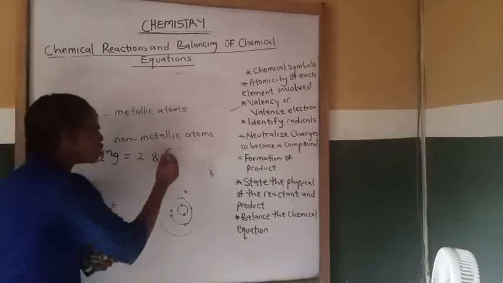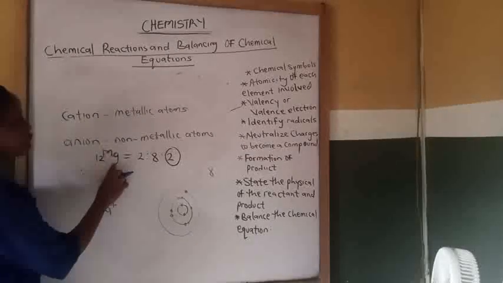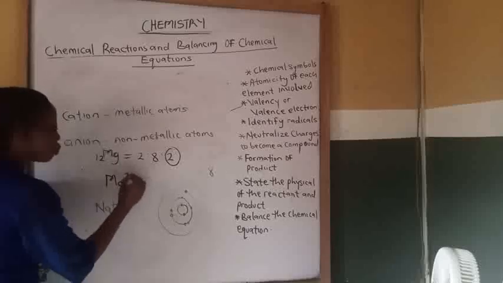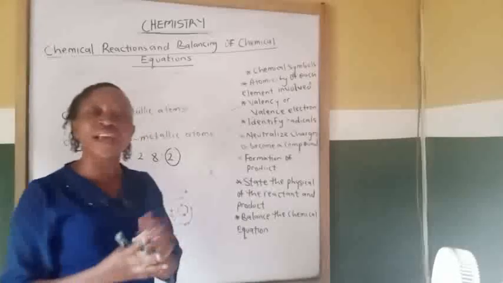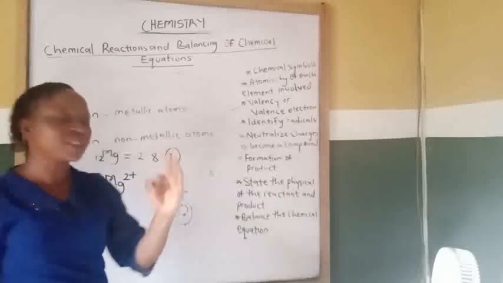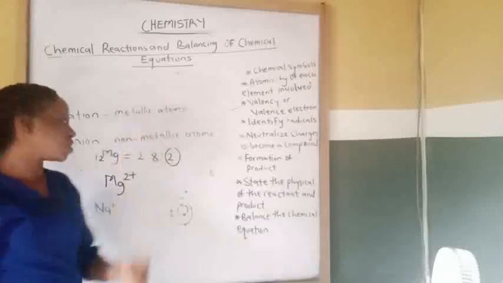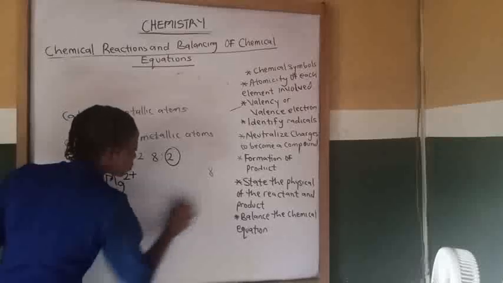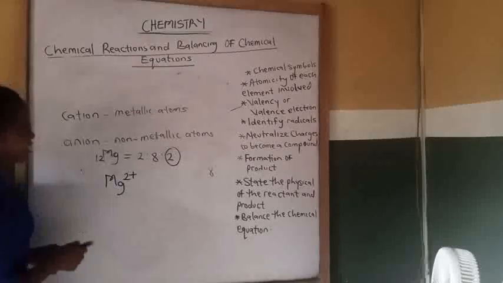So this last 2 is your valence electron. To write magnesium as an ion, it will be Mg2+. Don't forget that I said that those elements with 1, 2 and 3 electrons are positively charged. So let's take an atom with 3 valence electrons.